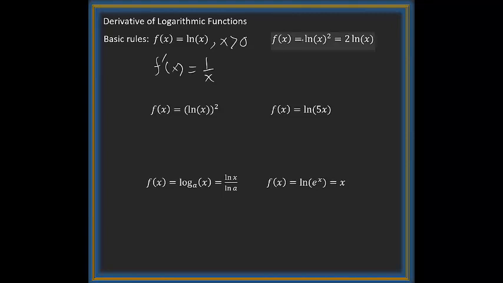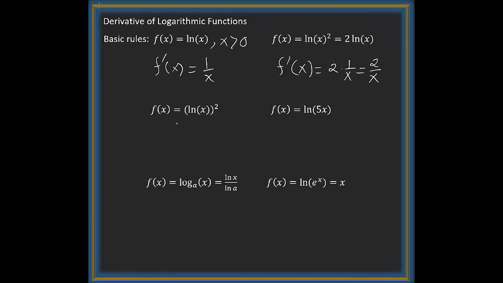The second one, we have natural log of x squared. With the property of logarithm, you can pull your 2 in front. That's not the derivative though, it is just the property of logarithm. Now when you take the derivative, 2 is a constant, and the derivative of natural log of x is 1 over x. So your answer is 2 over x.